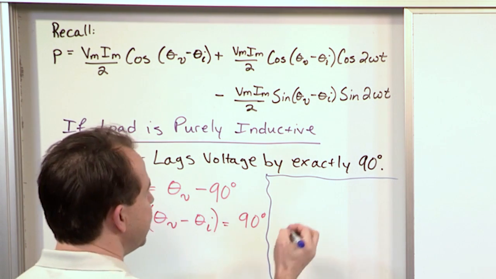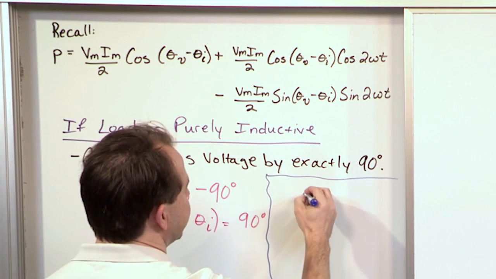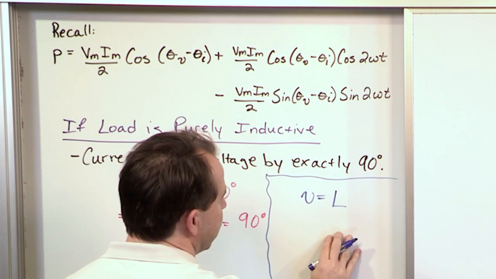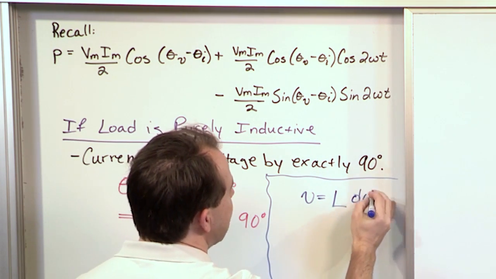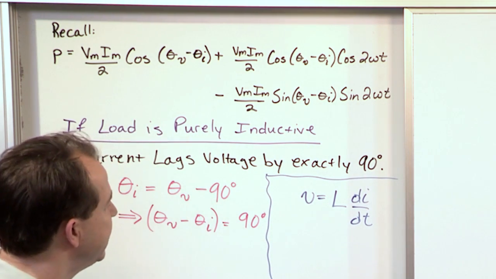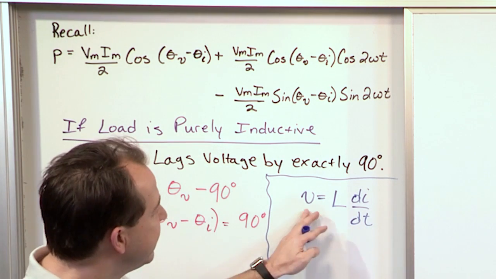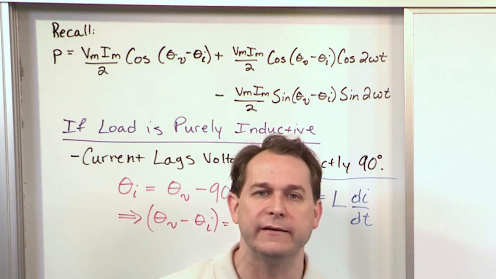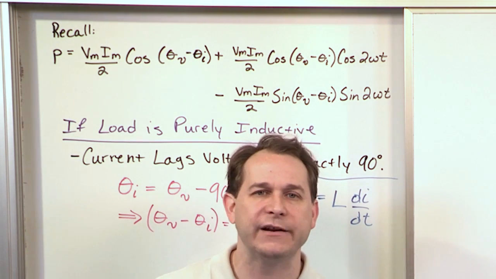It comes from what we studied back when we covered inductors: the voltage across an inductor is L, the inductance, times di dt. This is the rate of change, the derivative, of the current flowing through that inductor. So you see, these are very interestingly related. The voltage is not related to the current itself. It doesn't matter the magnitude of the current.